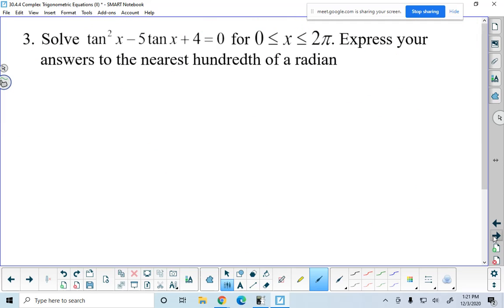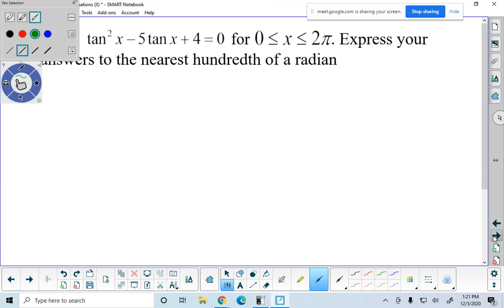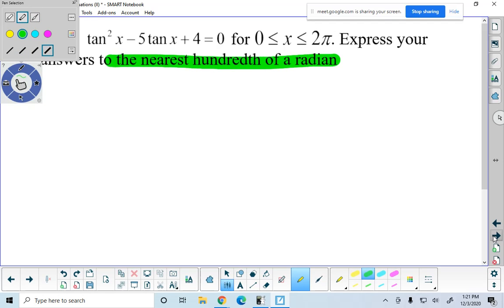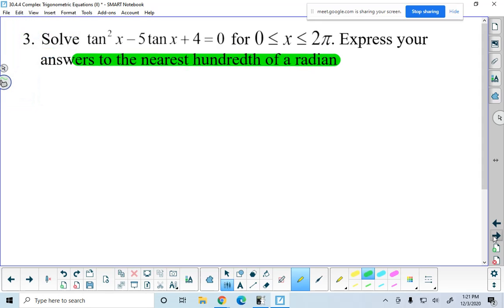Okay, number 3. Solve tan squared of x minus 5 tan x plus 4 for angles from 0 to 2 pi to the nearest hundredth of a radian. Okay, so sometimes it's hard for me to talk and not see you. So if I stutter around a bit, it's because I'm thinking of something.